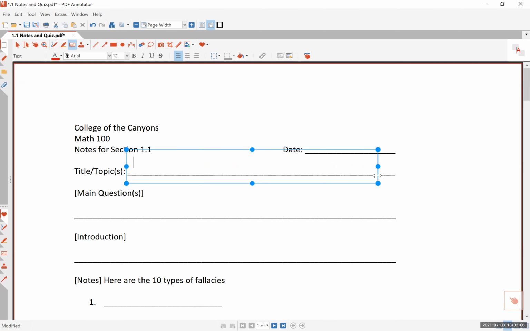All right, what are fallacies? That's the first question we are going to address in chapter 1 and section 1. The topic of this section is fallacies.